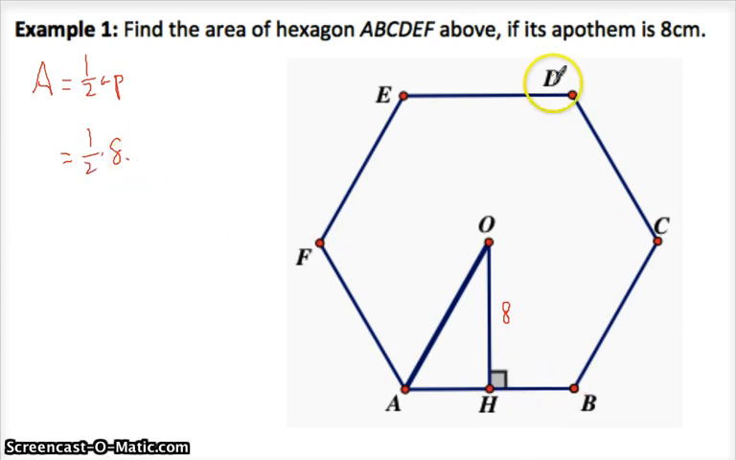Well, how on earth am I going to find that perimeter? Well, the perimeter is 6 of these ABs, and I don't have that side. But I do know that this is a hexagon, and I have one side of this little triangle here, and I can figure this out.